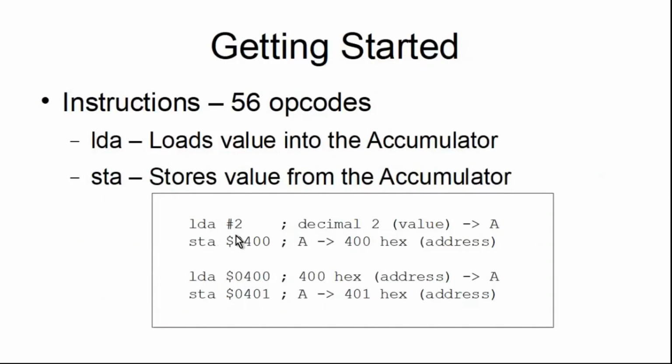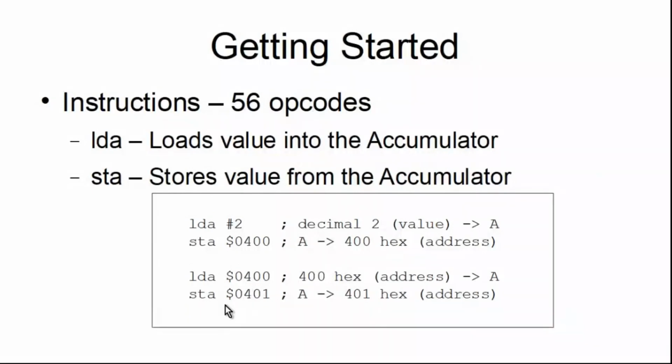So what these two lines of code are doing is simply copying the value 2 and putting it into memory location 400. Now we're going to take the next two examples, and this time we're going to load the value out of memory location 400 hex. In this case, you see it does not have a pound sign here. Again, that's because the pound sign indicates we want to copy the value. If we had a pound sign here, it would try to copy this value into the A register. But since we don't have the pound sign, it's going to copy the value out of the memory address at 400 hex.